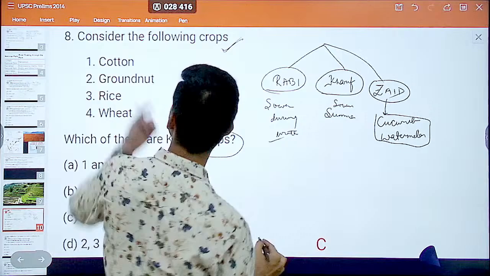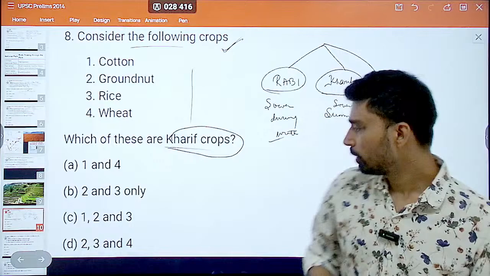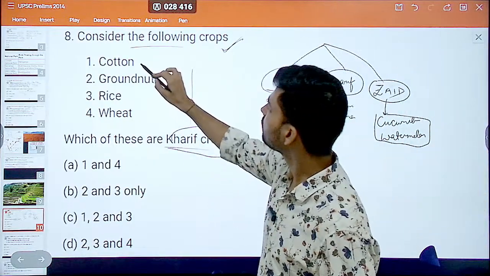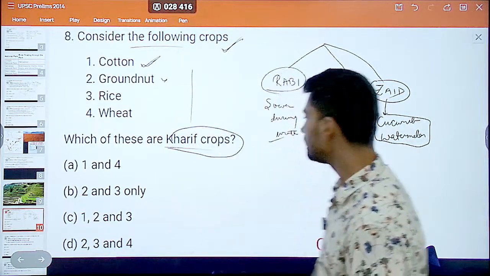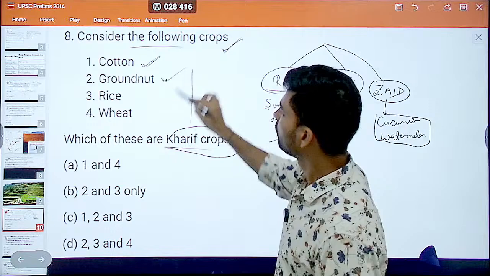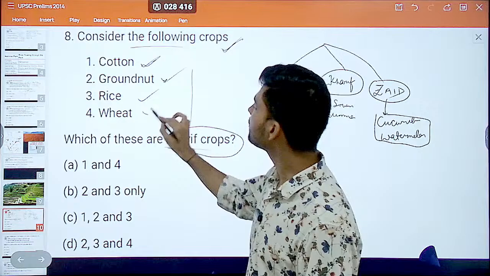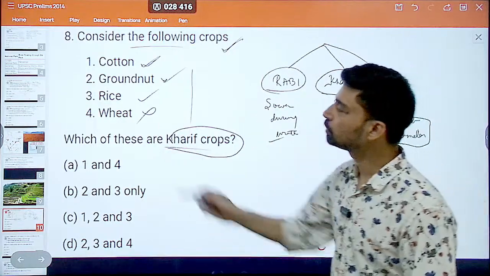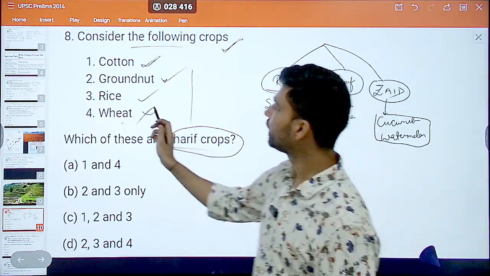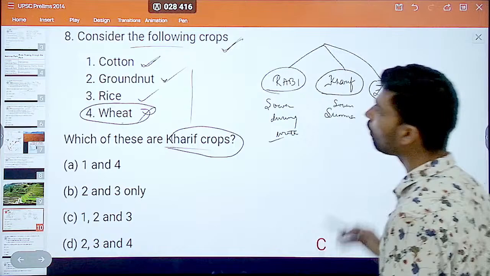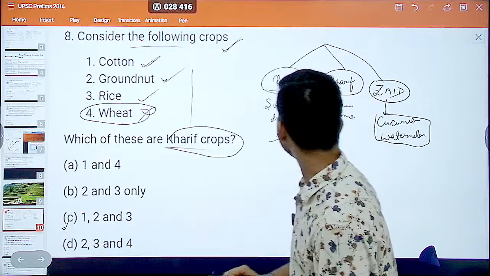So, the question is asking which of the given crops are or can be considered as kharif crops. The correct answer here: cotton is obviously a kharif crop. Groundnut is something that we can consider as a kharif crop as well. Rice is an example of a kharif crop as well, and wheat is an example of a rabi crop, because wheat is sown during the winter season and is harvested during the summer season. So, except wheat, all the above options are examples of kharif crops. So, correct option will be C, 1, 2 and 3 only.